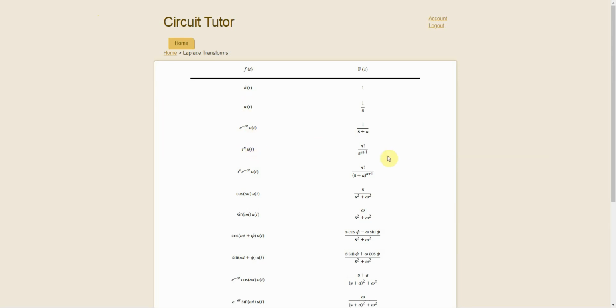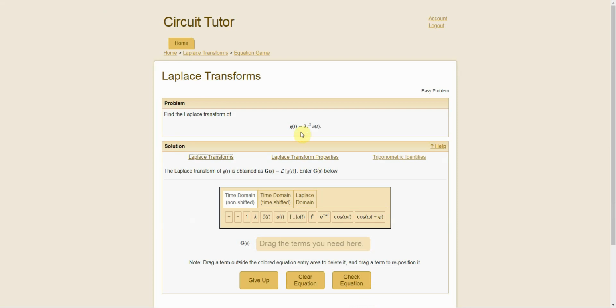So t to the n u of t is n factorial divided by s to the n plus 1 power. So if n is 3, we have 3 factorial. Remember that a number factorial is the product of that number with all integers down to 1 that are smaller than itself. So in this case it would be 3 times 2 times 1, or 6, divided by s to the, if this is going to be 3, then that would be s to the 4th. So it's going to be 6 over s to the 4th. So remember that.